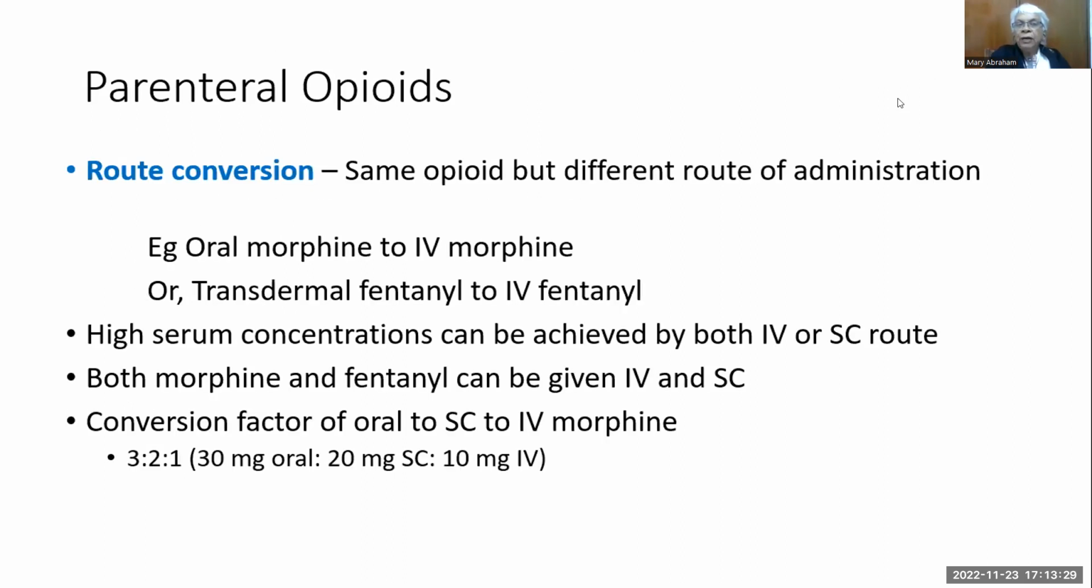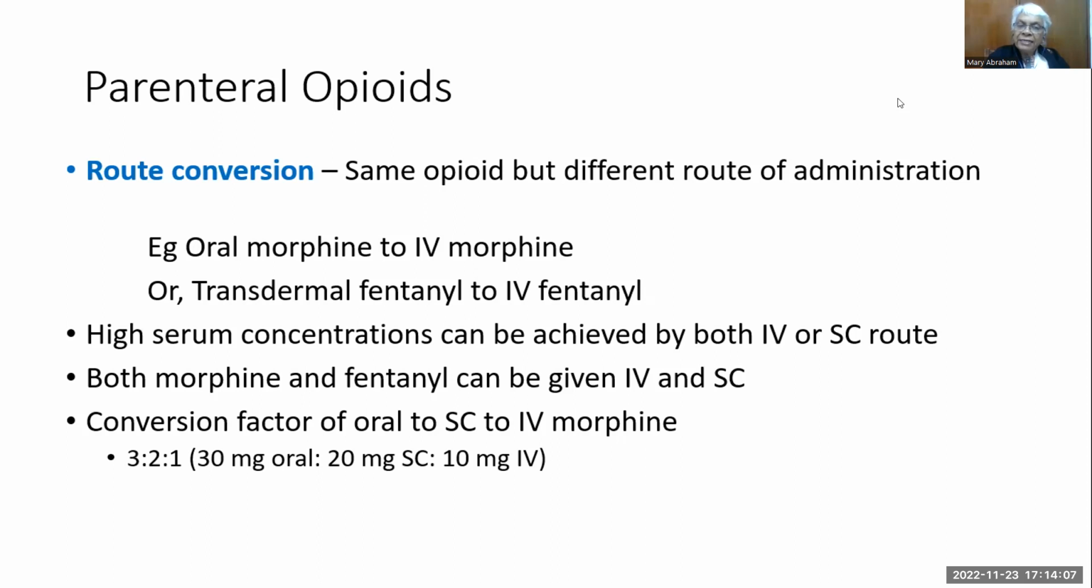Now, coming to the parenteral opioids that we are giving, we may need to do what is called a route conversion, in which you're giving the same opioid, but in a different route of administration. For example, you are so far giving oral morphine and it is not working, you may have to switch to IV morphine. Or you're giving a transdermal fentanyl patch, but like in this patient, it is not working, and the patient is still having pain, you may have to switch over to IV or subcutaneous fentanyl.